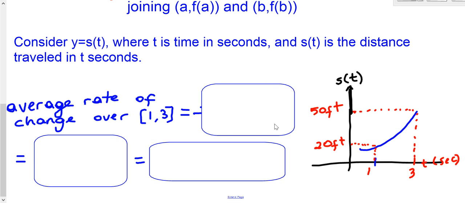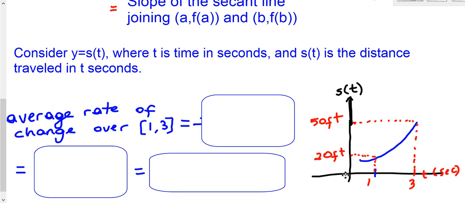So imagine this distance function. The y-axis represents distance, x represents time. This function here is y equals s of t, representing an object moving in that time frame. Initially, at time equals 1 second, let's say it was 20 feet from where it was at t equals 0. And then at t equal to 3, it is 50 feet away. So this is our y equals s of t function, the distance function.